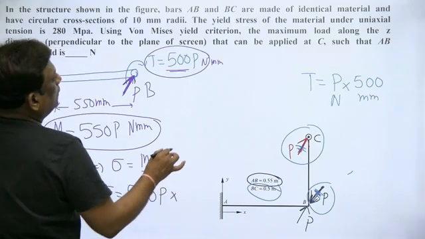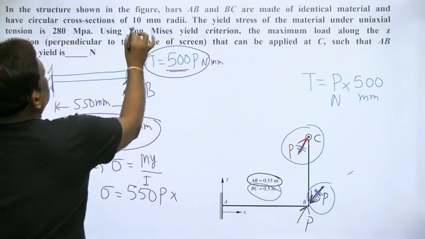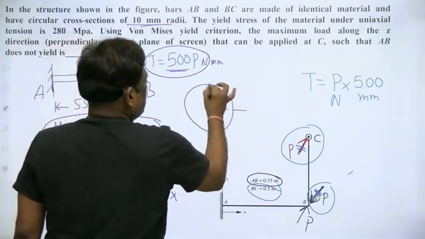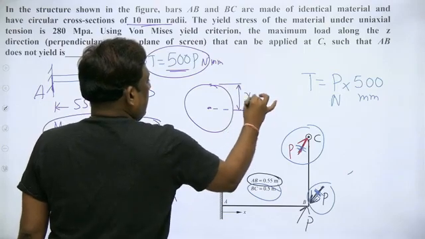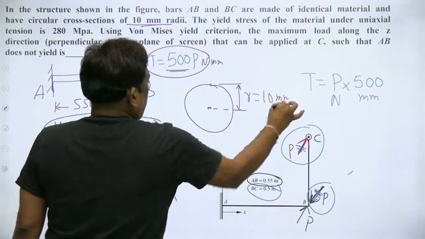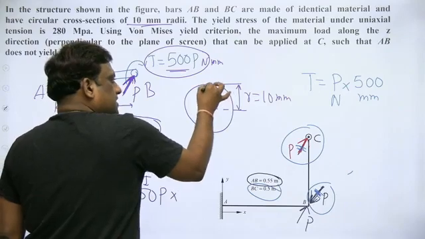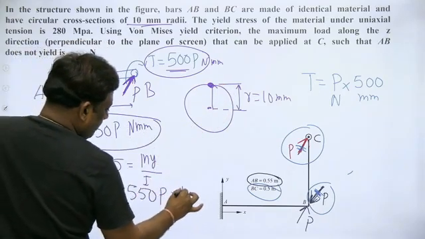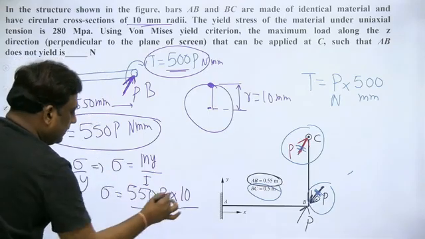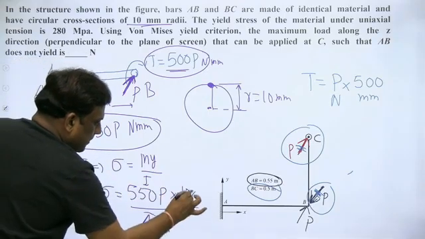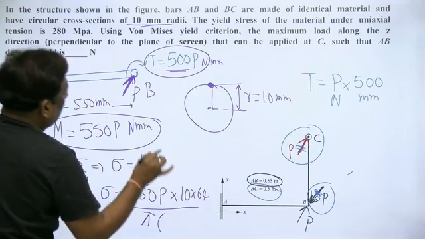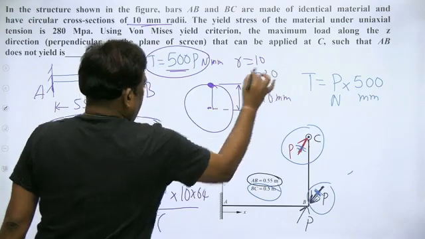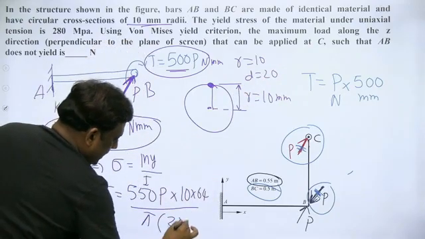Y is given by the cross section radius, which is 10 mm. So the maximum bending stress will be here, where Y equals 10. Sigma equals My by I, where I is pi by 64, d power 4, and the diameter is 20, so it will be 20 power 4.